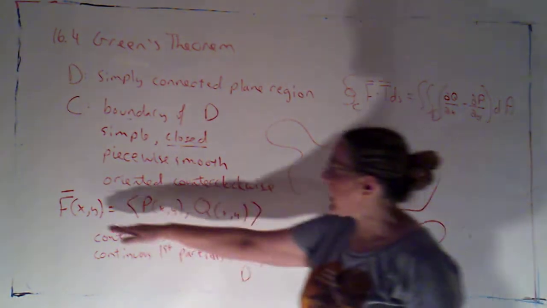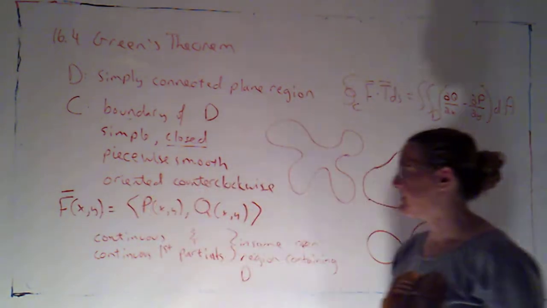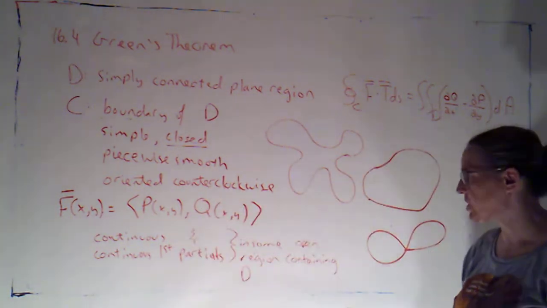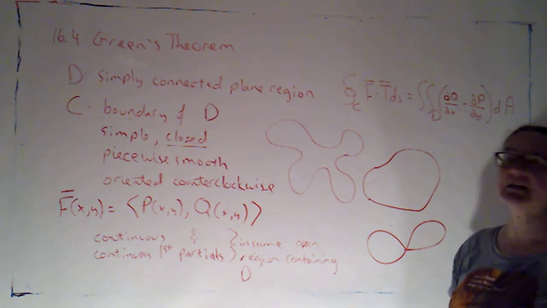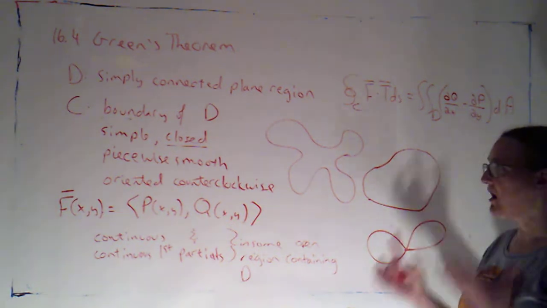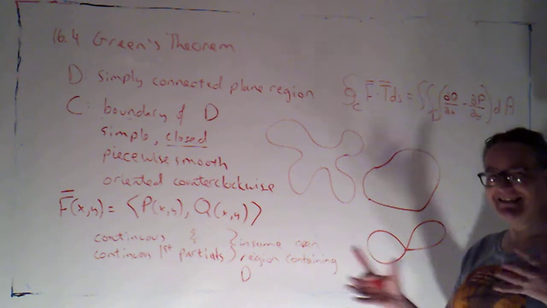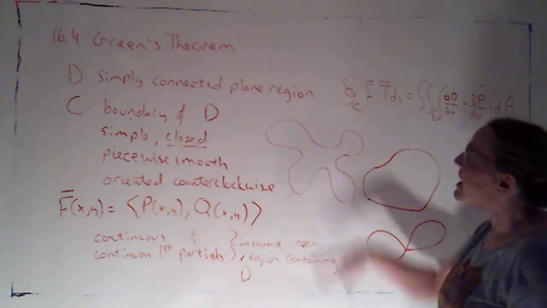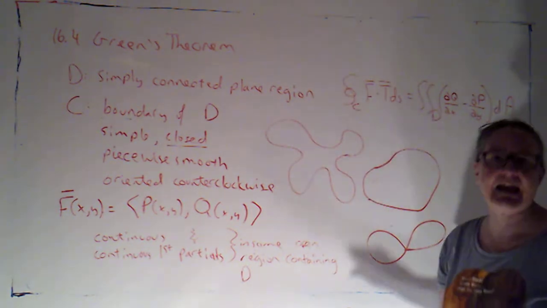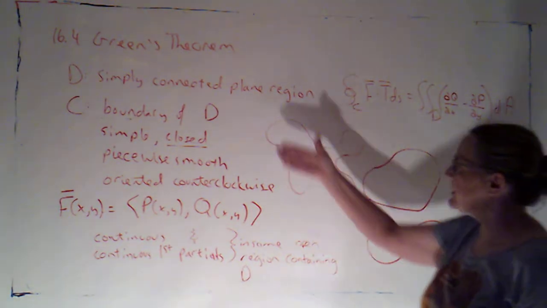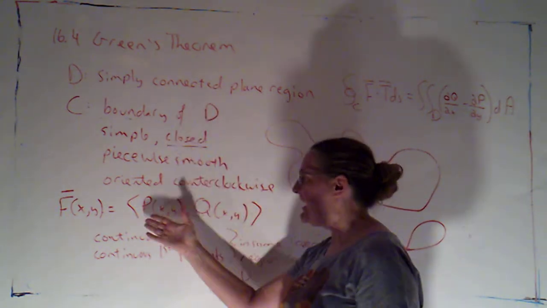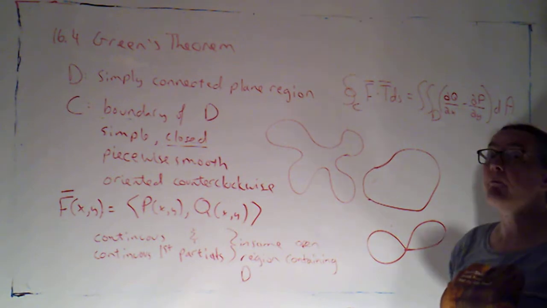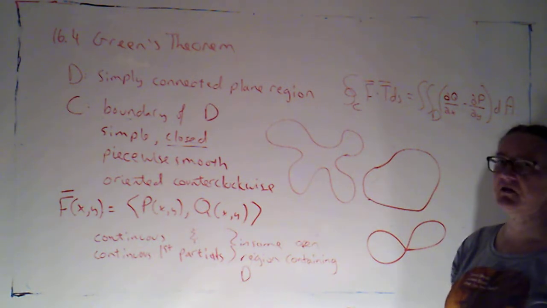Okay. Then we're going to have a vector field F with component functions P and Q. We're going to require that that be continuous and have continuous first partials on some open region containing D. So basically, on the region that we're working on and nearby, it's got to be continuous with continuous first partials. Okay. So all of this is basically saying that everything has to be sufficiently nice. If I have a sufficiently nice region with a sufficiently nice boundary and a sufficiently nice function, then Green's theorem is going to apply. All of these niceness conditions are important.